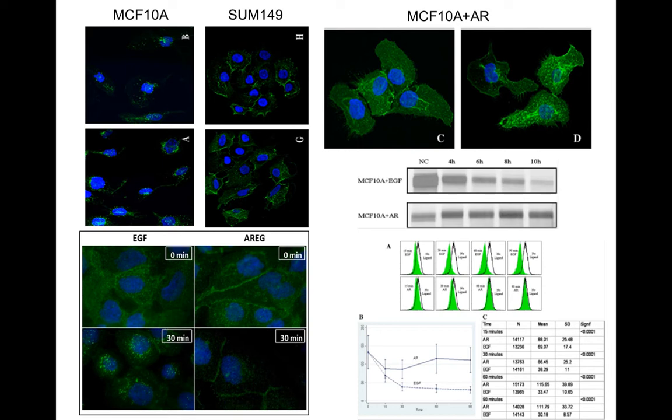And in fact, if we take MCF10A cells and we just take all the growth factors away, the EGF receptor will come to the cell surface. But then if we give it either EGF or amphiregulin, within 30 minutes, all the EGF receptor is inside the cell with EGF, but with amphiregulin, it stays out here at the cell surface. And we can actually turn MCF10A cells into SUM149s by making them express amphiregulin, and then this is what happens to the receptor. And what we found is that when you do these experiments, again, the biology of the receptor changes dramatically.